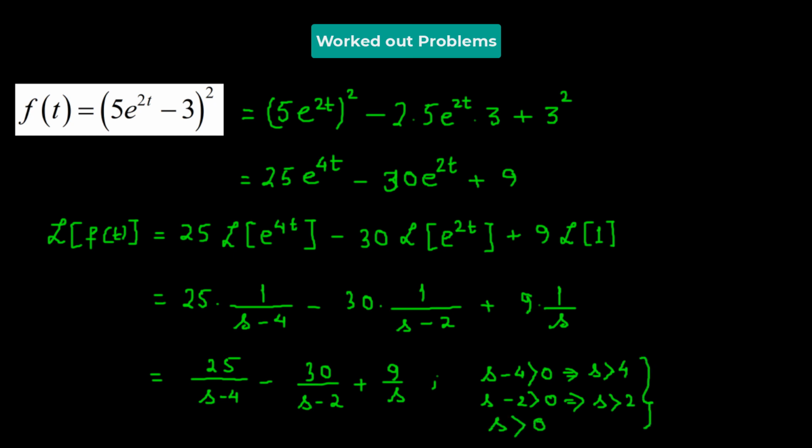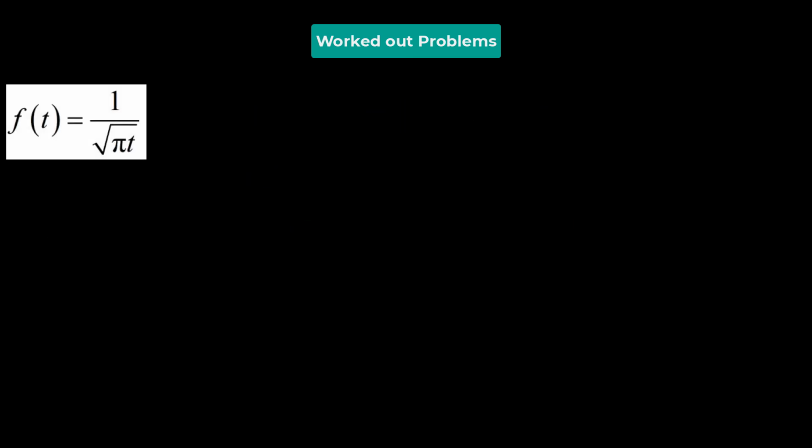So combining the three inequalities, we have s must be greater than 4 for the given Laplace transform to exist. Let's move on to the next question. We have the function 1 over square root of pi times t, and we need to determine the Laplace transform of the given function f of t.